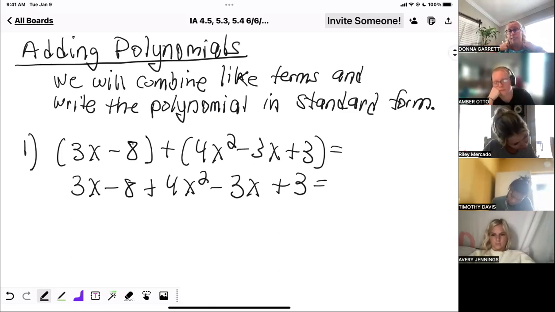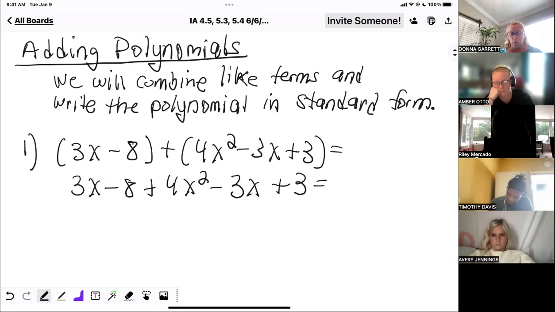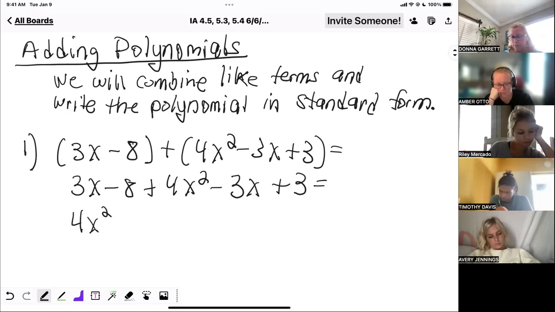Now, a really good habit to get into, and it takes a little while to get used to it, is to do the problem in standard form. So look for the highest exponent. My highest exponent is a 2. Do I see any other x squares? No. So that's going to be my first part of my answer because it'll be in standard form if I do that. 4x squared would be first. And now I look for my x's. I have a plus 3x and a minus 3x. Well, that just cancels out. I don't even need them. That makes 0.